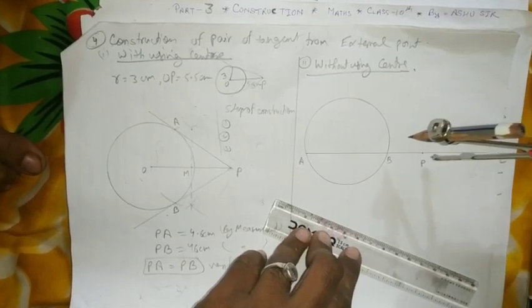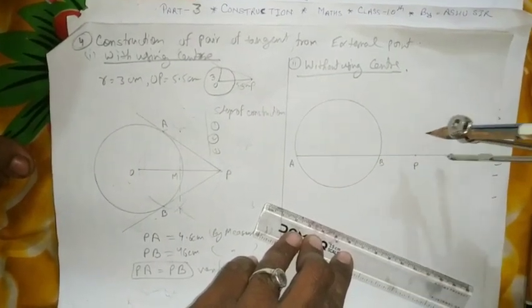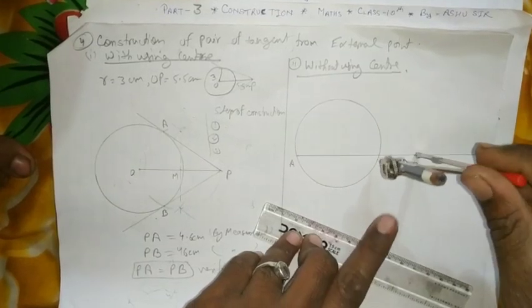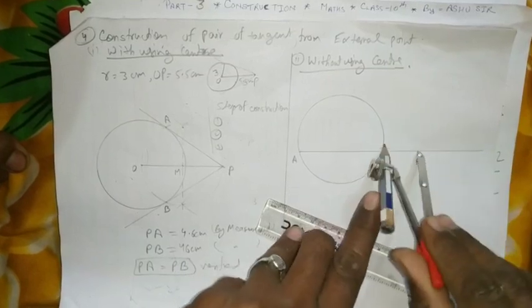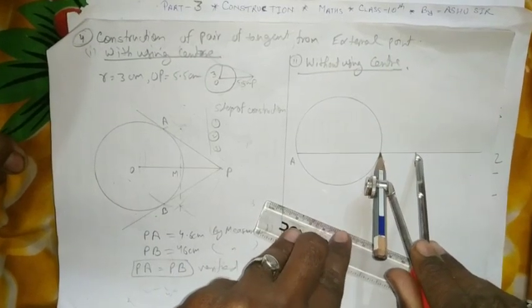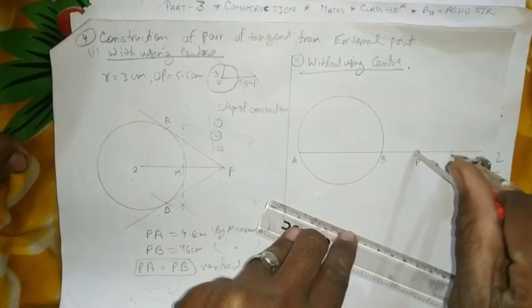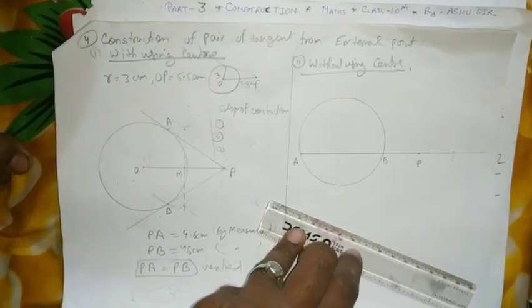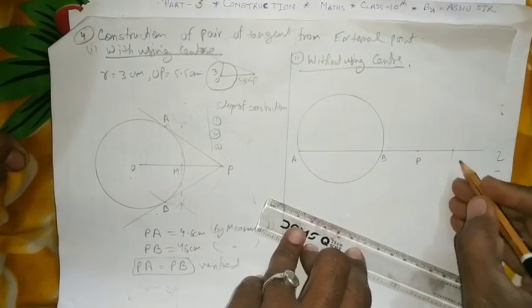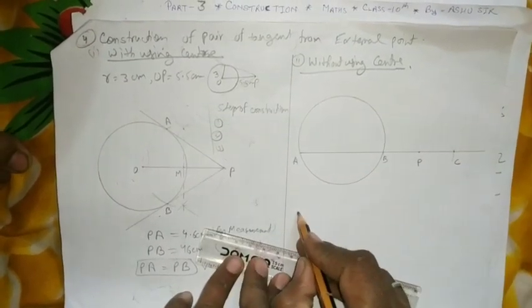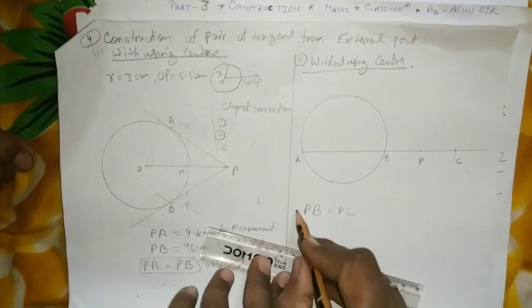Third step, take the compass and mark a point of the same length as PB. So you measure PB, you can see. Then move the compass and cut the arc. You get this point C, which means PB is equal to PC.